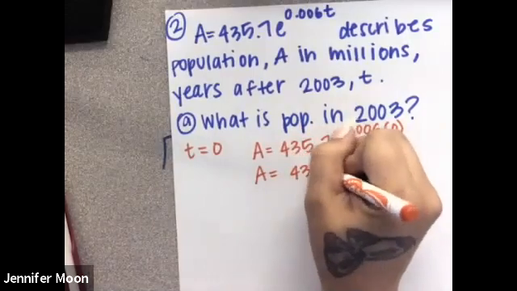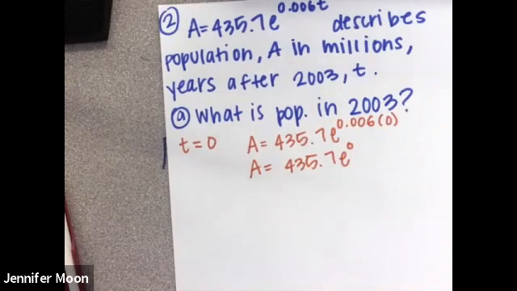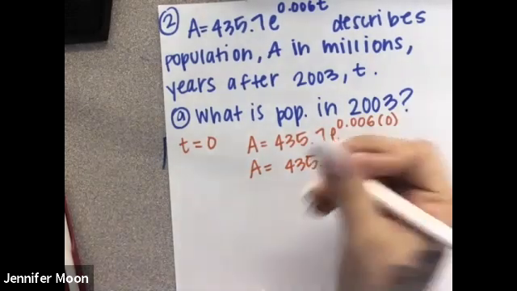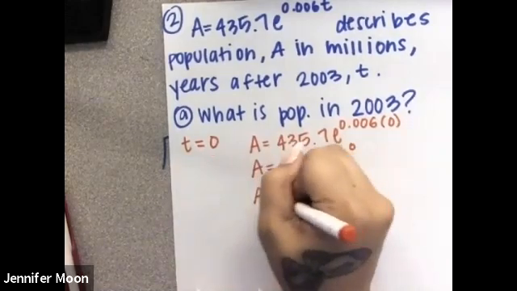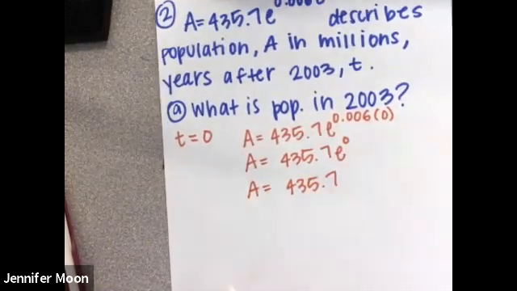So 435.7 times e to the 0 power. Y'all, what is everything raised to the 0 power? 1, right? I know it's 1. So we have A equals 435.7. That e to the 0 just became 1.